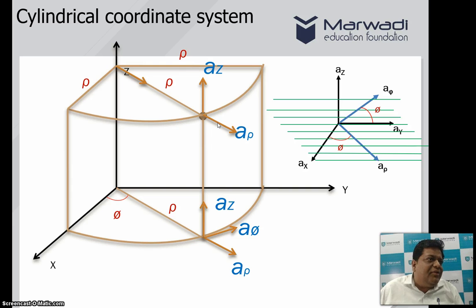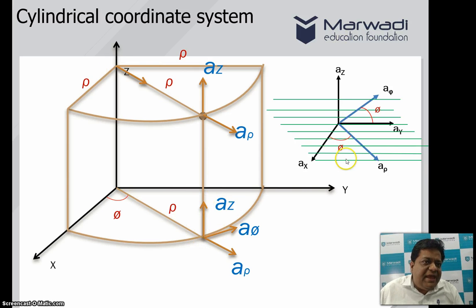Now another thing we want to do over here is find the dot product between the unit vectors of the cylindrical coordinate system and the unit vectors of the Cartesian coordinate system. So ultimately, let us say I want to find the dot product of Ax, a rho, a phi and Az. So let us see how this can be evaluated.